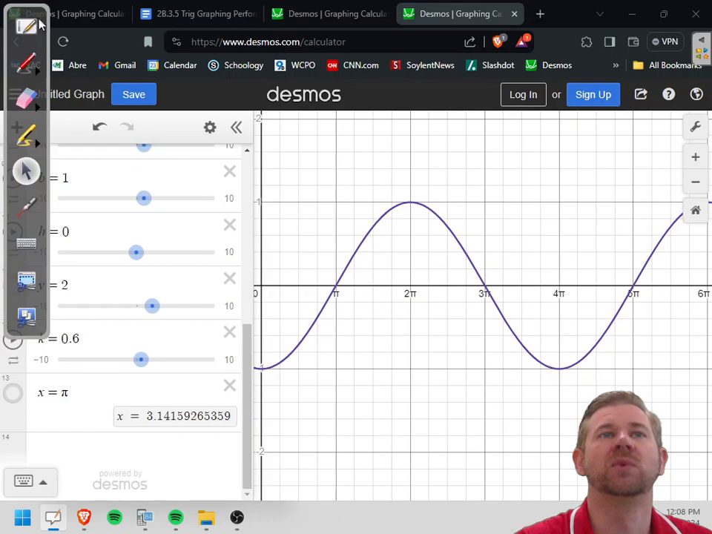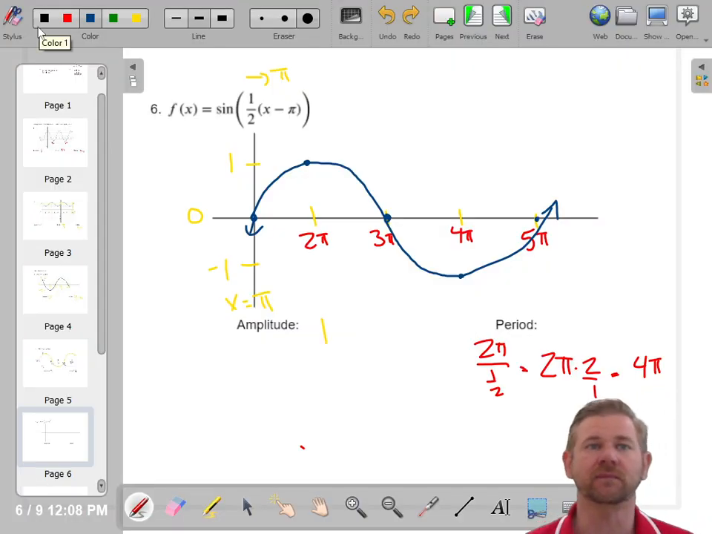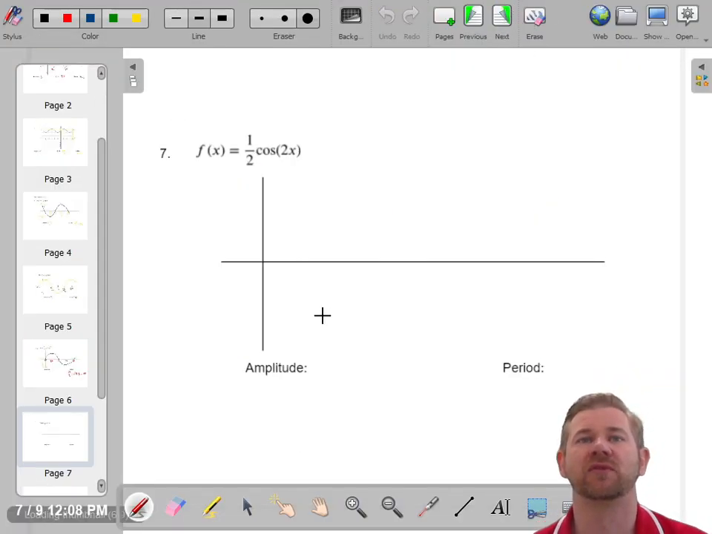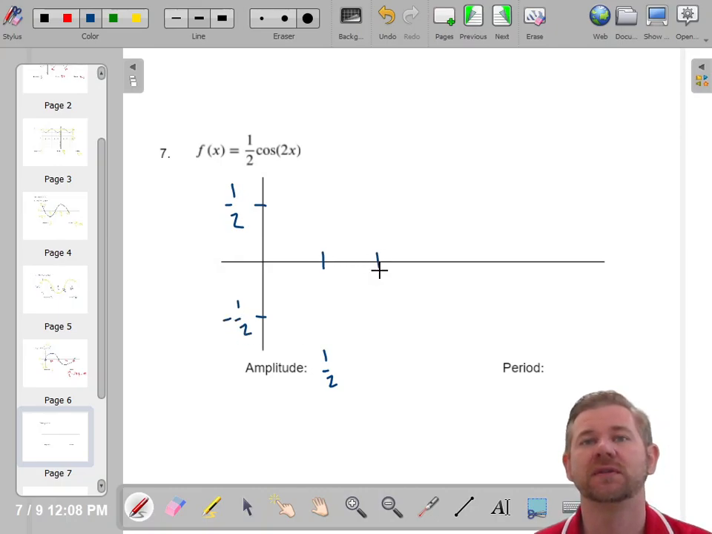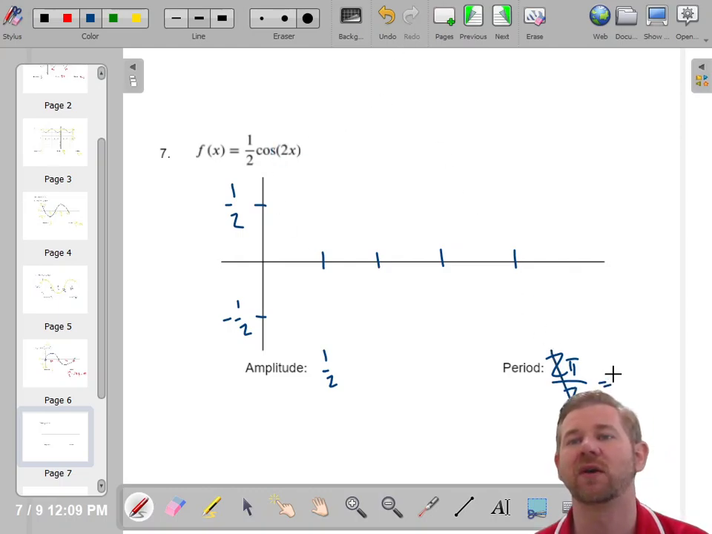Let's try some more. Maybe a couple more. I bet we have at least one more phase shift. All right, no phase shift in this problem. 1/2 is the amplitude, 1/2. So on the y-axis, 1/2, negative 1/2. 1, 2, 3, 4. The period's supposed to be 2 pi, but in this problem there's a b value. So we're going to divide it by 2, and now our period is 1 pi.